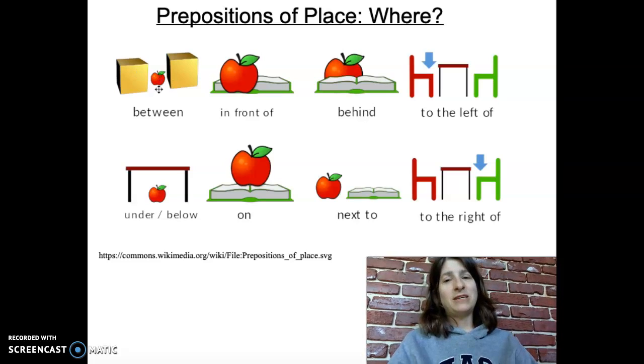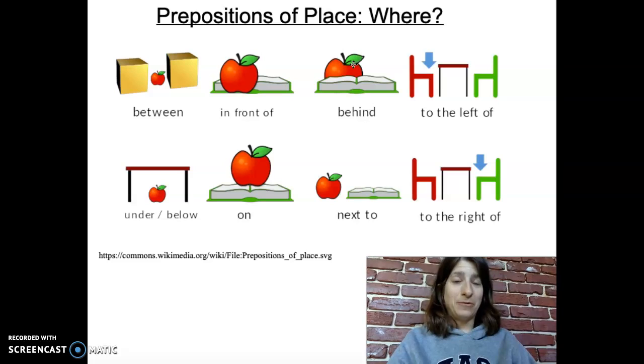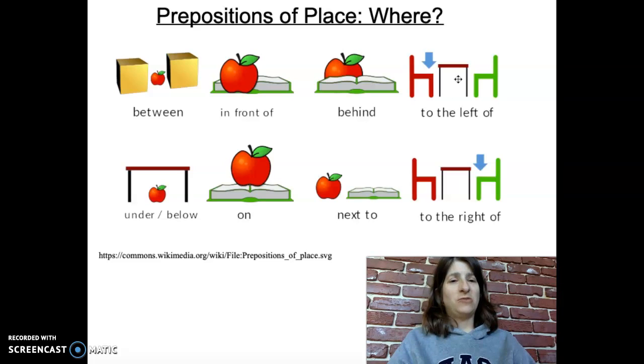For example, if I'm taking a look at an apple, here the apple is between the boxes. That means it's in the middle of them. Here the apple is where? It's in front of the book. The book is behind it. Now if I switch, here the apple is behind the book. Where is the chair? Well, the chair's to the left of the table. Or here the green chair is to the right of the table.